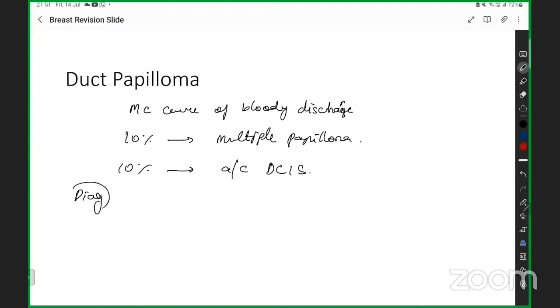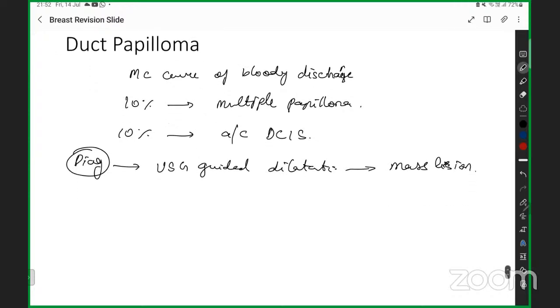Now, what is going to be your diagnosis? Remember, guys, how you are going to diagnose? By USG guided, you're going to go for a dilatation. Okay, dilatation, and you're going to see the mass lesion inside. You're going to visualize the mass lesion inside. Okay, how you're going to do? I'll tell you, I'm not going to write, just visualize.